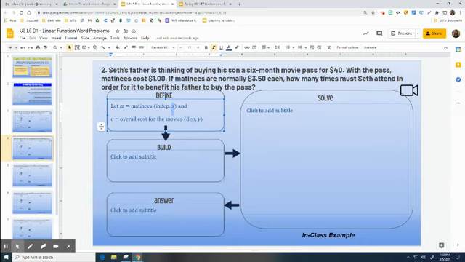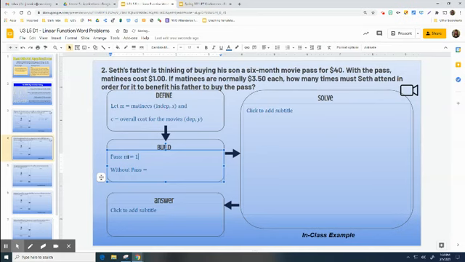Now I have to build. I can see there are two scenarios here, so I'm going to build the first one with the pass, and then I'm going to build another one without the pass, because there are two scenarios happening. It says, with the pass, matinees cost $1. That means for every movie I attend, I still have to pay $1. So that means my slope is actually 1.